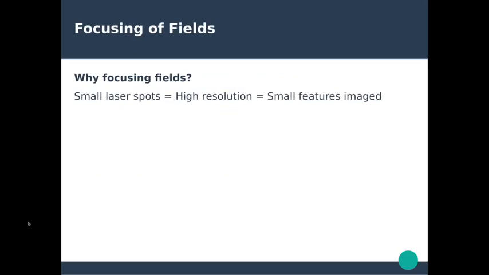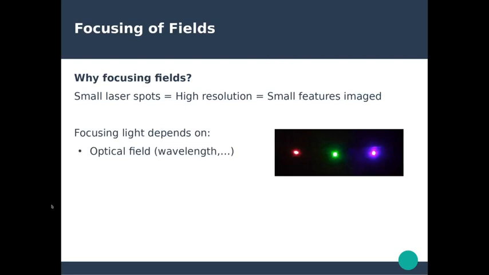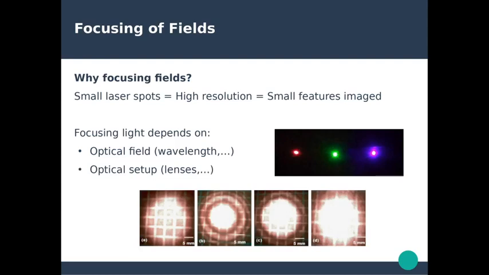The last part that will be discussed in this video is dedicated to focusing of fields. It's something very important. This is a driving force of optical microscopy. Why do we need to pay attention to focusing of fields? Simply because the smaller the laser spot, the higher the resolution, and the higher the resolution, the smaller the features you can image. Light focusing depends on two different factors. First, the optical field itself: the wavelength, the polarization, and the angle of incidence. And second, the optical setup itself: the lenses, the polarizers, and the analyzer.